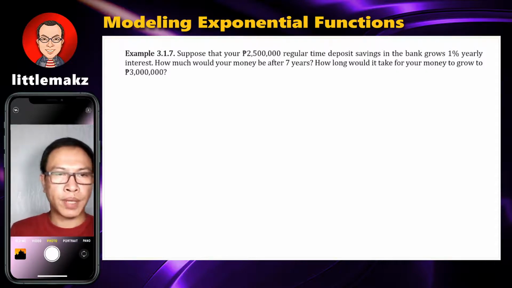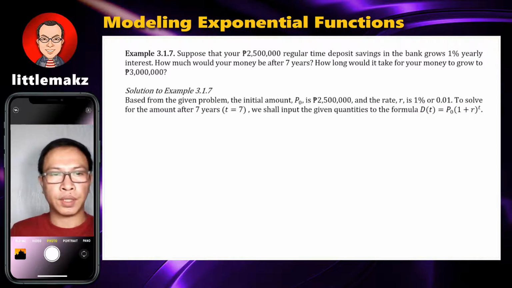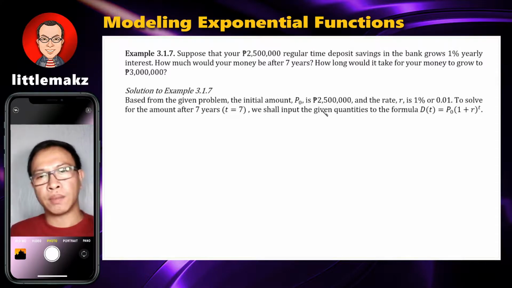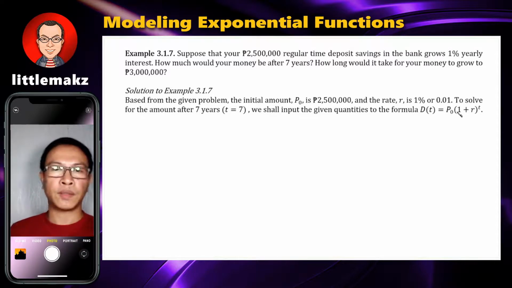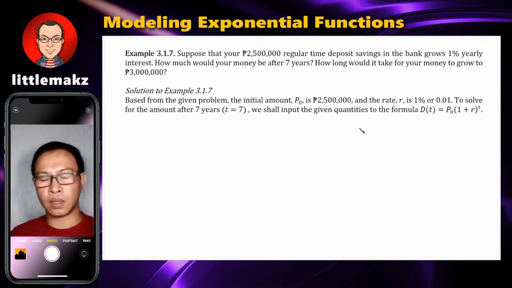So the first question would be answerable by this one. The solution is, from the given problem, the initial amount is given as 2,500,000. The rate is just 1%, or 0.01. Okay? To solve that, we will be using, of course, our discrete exponential function, d of t.